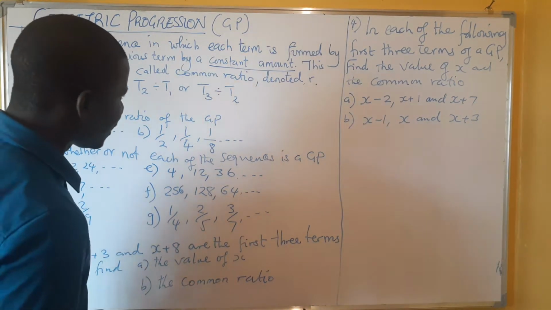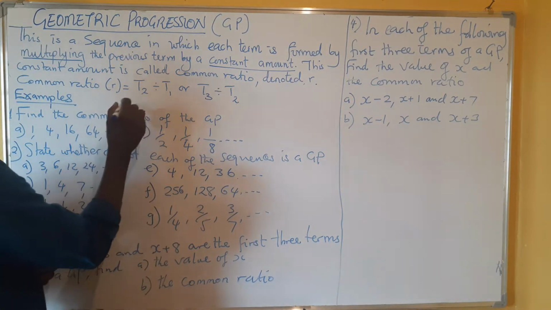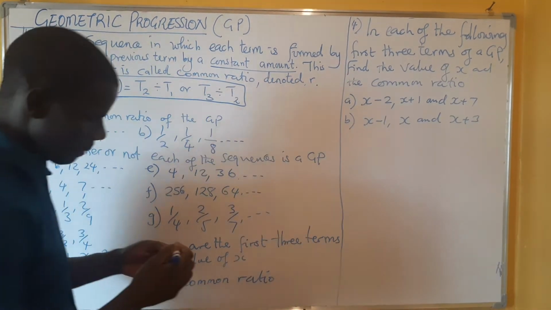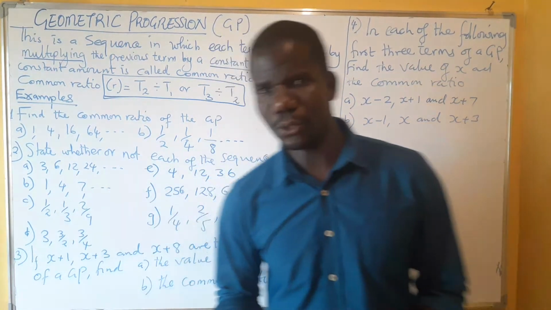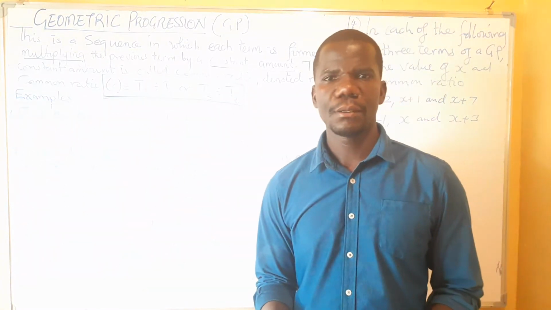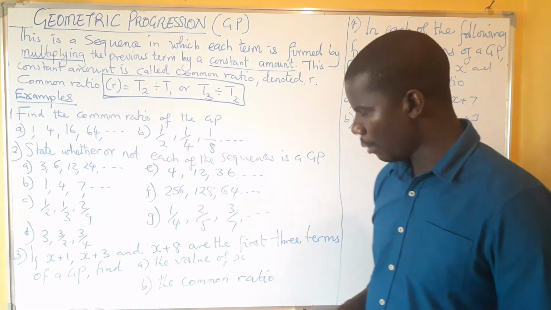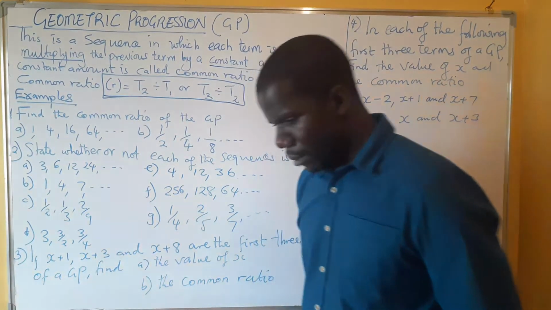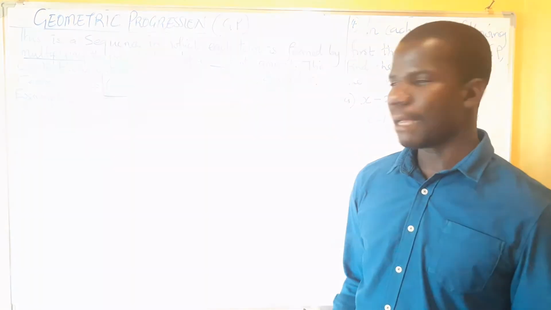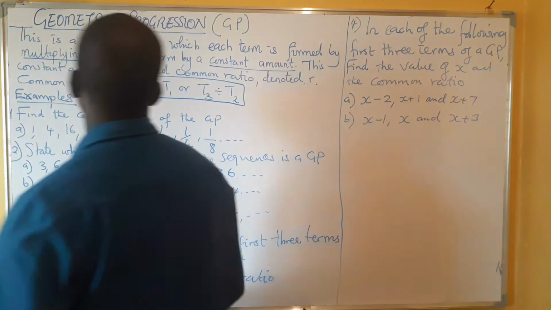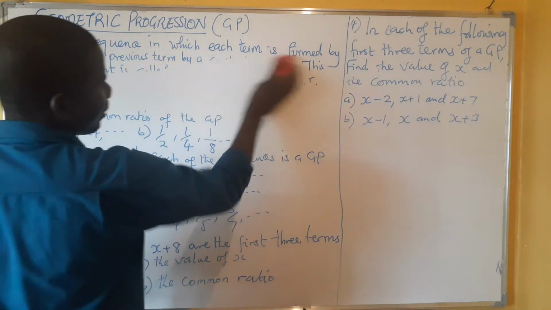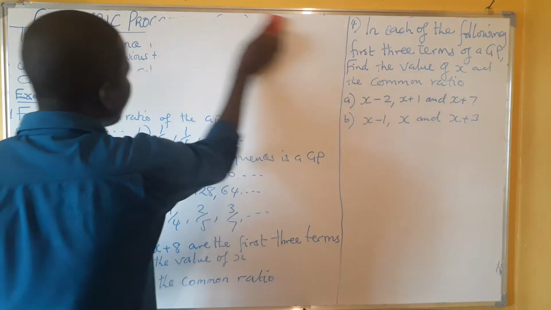We have noted here that this is the formula that we use to find the common ratio. Okay? So, how do we proceed now? We have examples here that we are supposed to work out.